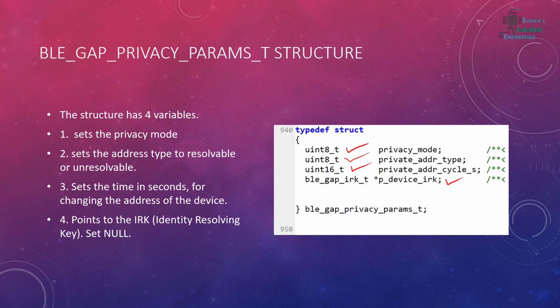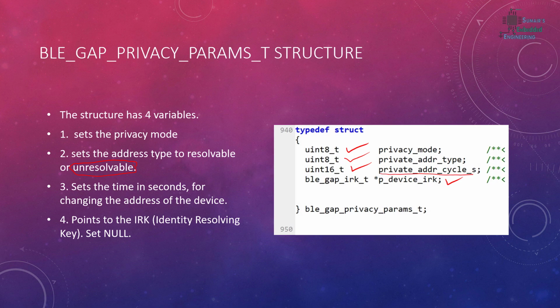For non-resolvable we will not use this parameter, so we will set it to NULL, and we will discuss this for resolvable private address, where we need this IRK as well, in future tutorials. So for now, the first one is to set the privacy mode. The second one is to set the address type, so it's going to be non-resolvable, or unresolvable, in our case, and then set the time in seconds.